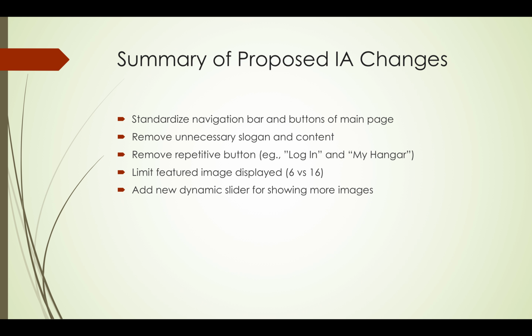Here's a summary of my proposed IA changes. First is to standardize the navigation bar and buttons of the main page, then to remove unnecessary slogans and content and remove competing buttons, and then to limit the featured images displayed. And the last one is to add new dynamic sliders for showing more images.